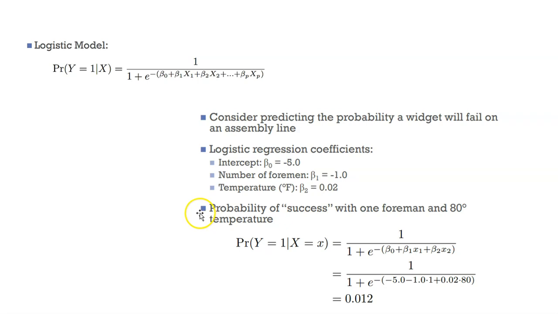Probability of success with 1 foreman and 80 degree temperature would be, so all we have to do is substitute beta 0, beta 1, and beta 2 into that formula right there, and just calculate, and whatever your answer is, that would be the probability of y to be 1 given a specific value of x.